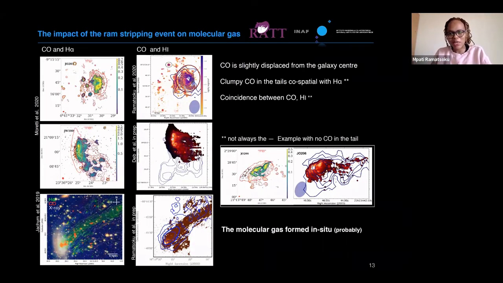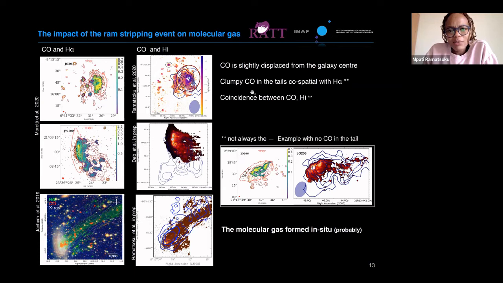And once again, we look at the same galaxies, because we only have a sample of 5 galaxies for which we have both molecular gas and H1. These are the same galaxies I showed in the previous slide. And what we're finding is that CO is only slightly displaced from the galaxy center. So it doesn't seem to have been moved much from the galaxy center. And this is seen in these images over here. Here I'm showing CO over H alpha, and here I'm seeing CO over H1.